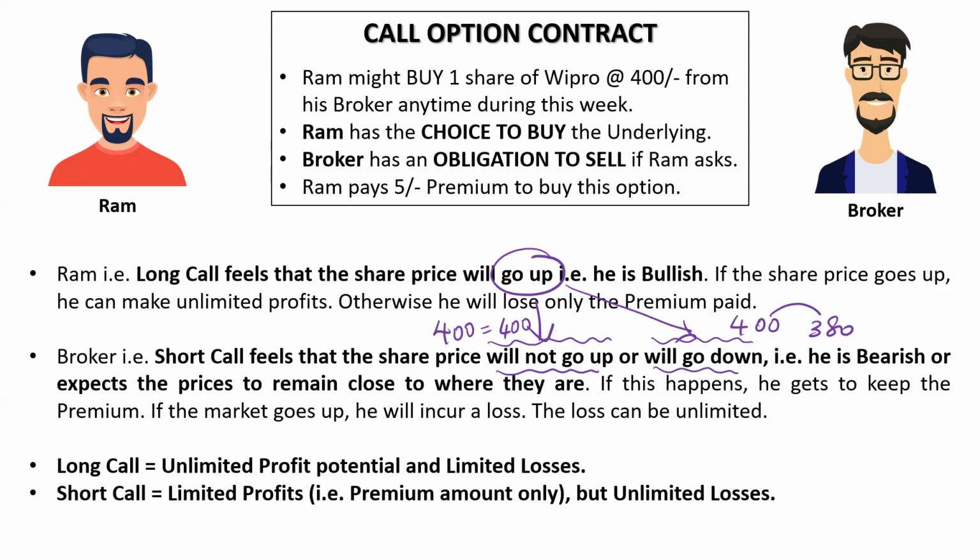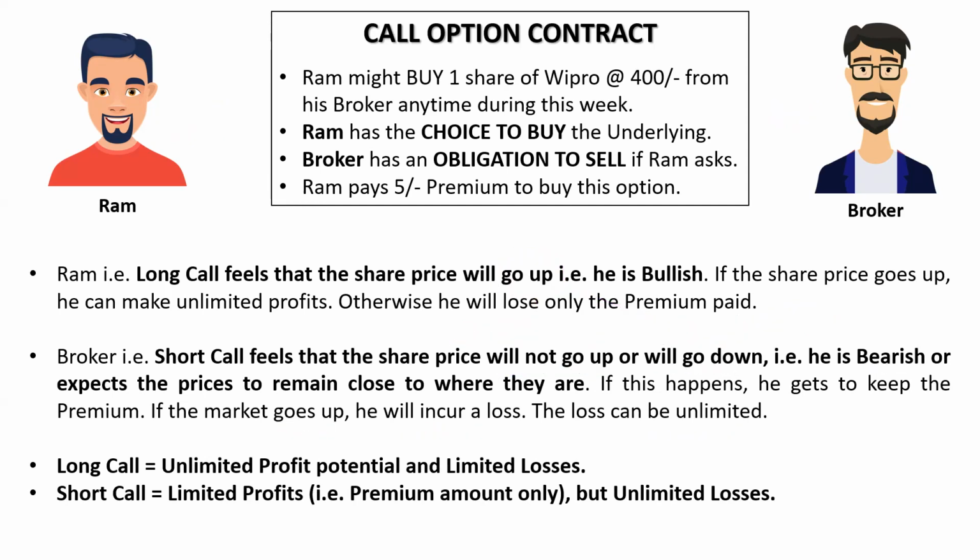So the broker is bearish or he is expecting the prices to remain close to where they are. So he's not expecting any kind of massive movement. He's not expecting any kind of positive movement. If this happens, he gets to keep the premium. So that means if the market goes down or it stays the same, the broker will make a profit of 5 and Ram will lose 5. But if the market goes up, the broker will make a loss and the loss can be unlimited.